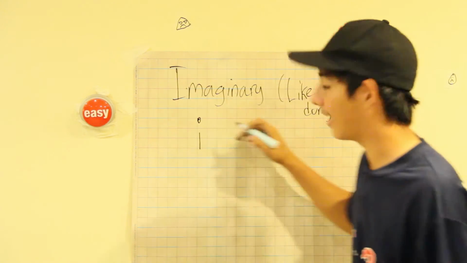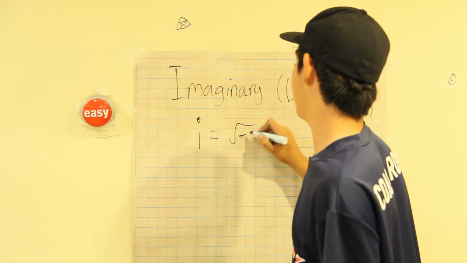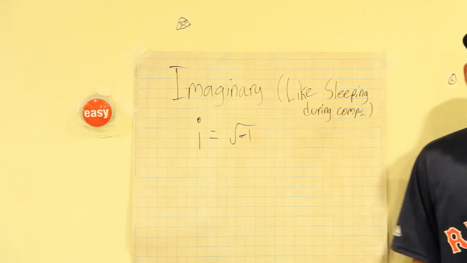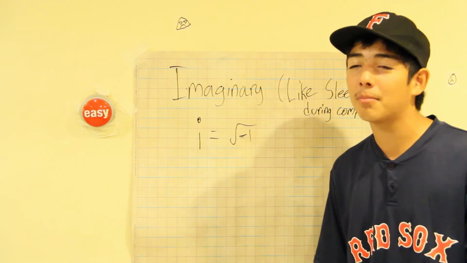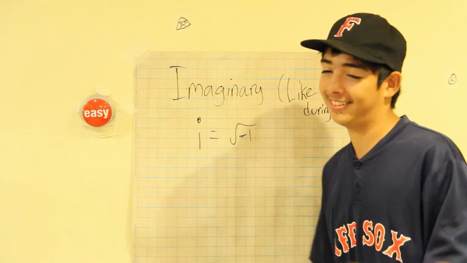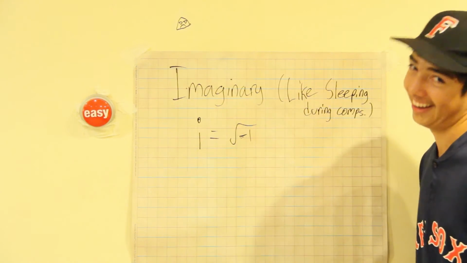And i is equal to the square root of -1. Now, I see you, Jimmy, I know what you're thinking. Square root of -1 is impossible because you can't multiply a number by itself and get -1. Well, Jimmy, you're right. That's why they're called imaginary numbers.